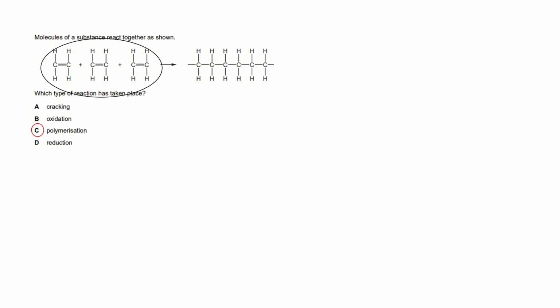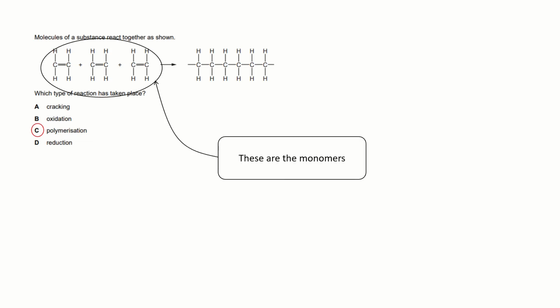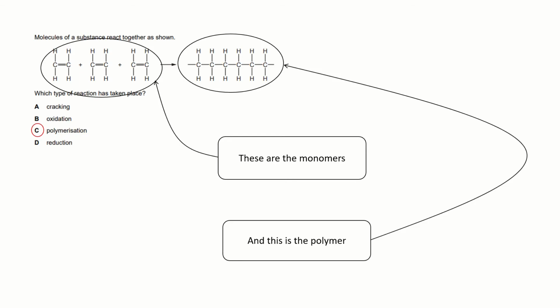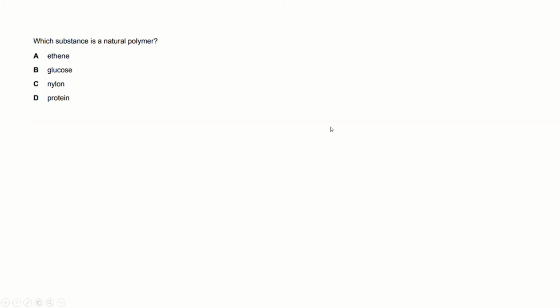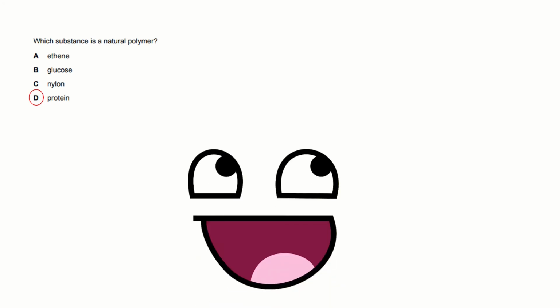If your answer is C, congratulations, you are correct. You see, that right there is a monomer. And that is a polymer. It would only make sense if this is a polymerization reaction. Next, which substance is a natural polymer? If your answer is D, you are correct, congratulations. Now, if you were paying attention to the example of polymer and monomer, you would get the right answer.